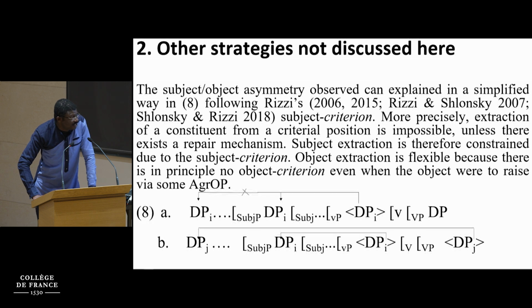That is one strategy. But as opposed to the subject, you can see that the object extraction is not constrained, because basically in the literature there is nothing like the object criterion, so object extraction is more flexible.